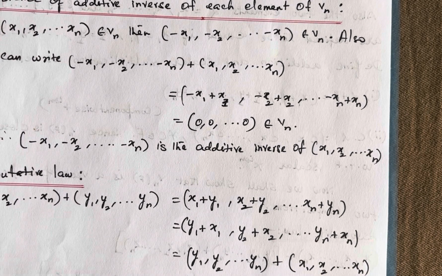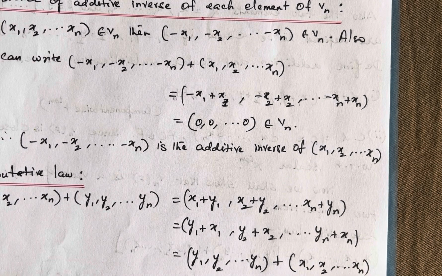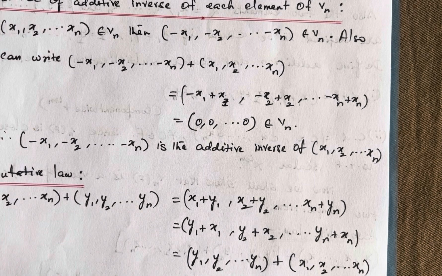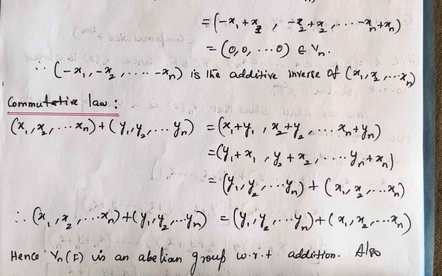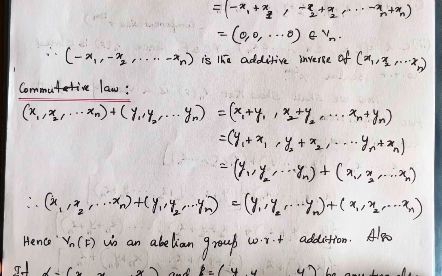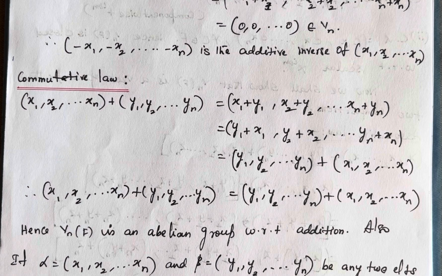Then again I can split this as y1, y2, etc., yn plus x1, x2, etc., xn. So from this, a plus b is equal to b plus a. So the commutative law is also satisfied. Hence, Vn(F) is an abelian group under addition, with respect to addition. Now we need to prove the remaining axioms.